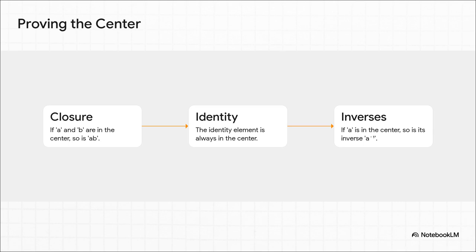To show the center is a proper subgroup, you just have to check 3 things. First, closure. If you take 2 things from the center and combine them, the result is still in the center. Second, identity. The do-nothing element is always in there. And third, inverses. If an element is in the center, its undo move is in there too. It's a completely self-contained, stable little world.